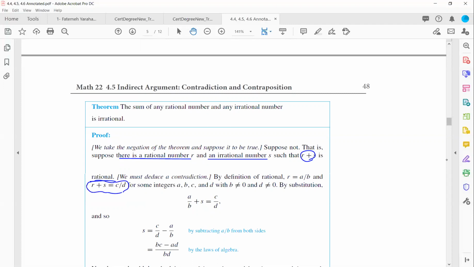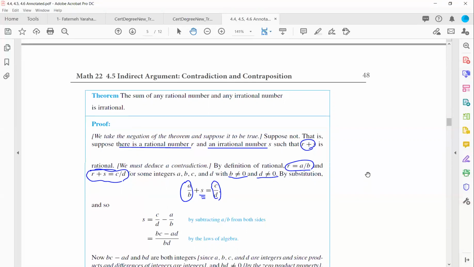So I can find two integers like C and D such that R plus S is C divided by D and D is never 0. I also know that my R is rational. So R can be written as A over B with non-zero denominator. So for R, I write A over B. My S is irrational. I don't have any format for S. And it's equal to another rational number, C over D.